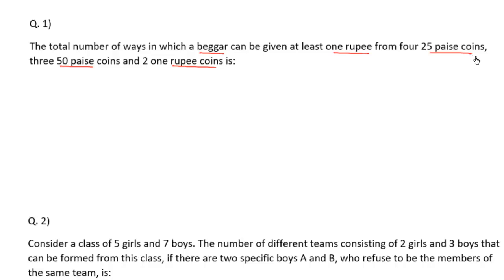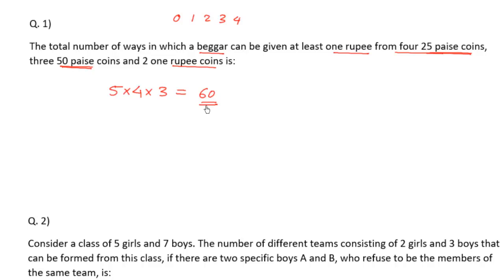So here for 25 paise we have 5 options, right? Because we have 4 25 paise coins, we can give 0 25 paise, or 1 25 paise, or 2, or 3, or at max 4. So to offer 25 paise we have 5 options. Similarly, to offer 50 paise, since there are 3 50 paise coins, there will be 4 options, and similarly for 1 rupee we'll have 3 options. So overall the number of options is 60.